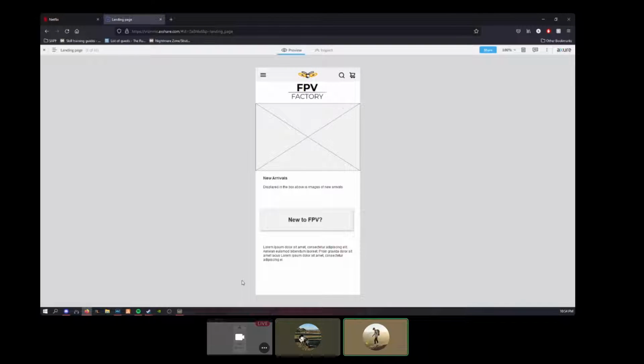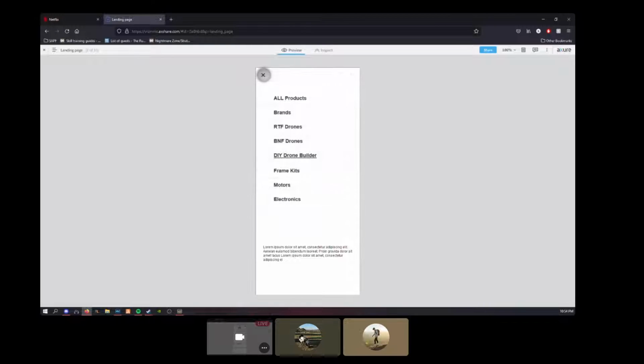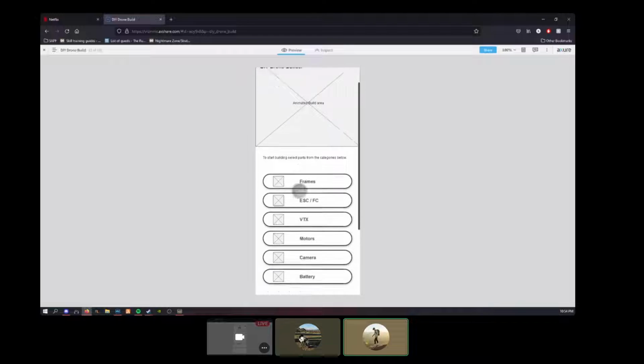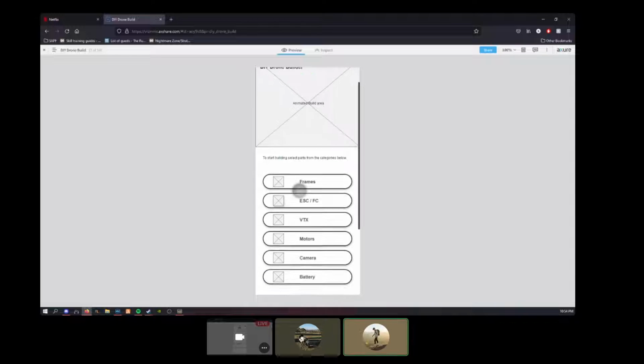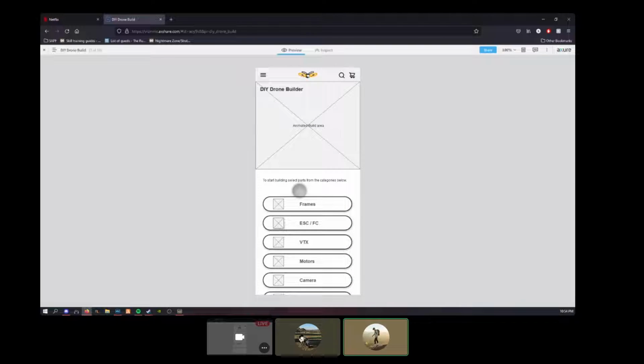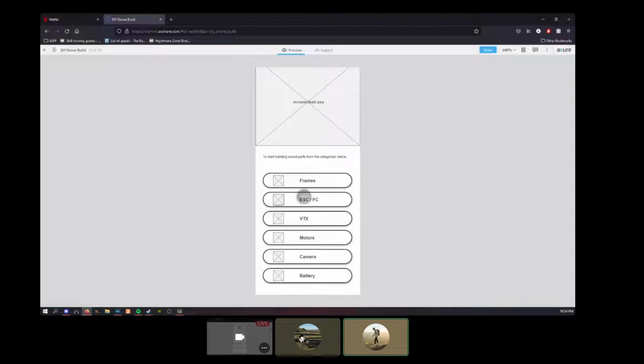So the first task is just to navigate to the DIY drone builder page. Nicely done. Okay, so that was pretty straightforward. So straight through to the second task. It is to now select the frame category and find information on one of the products.